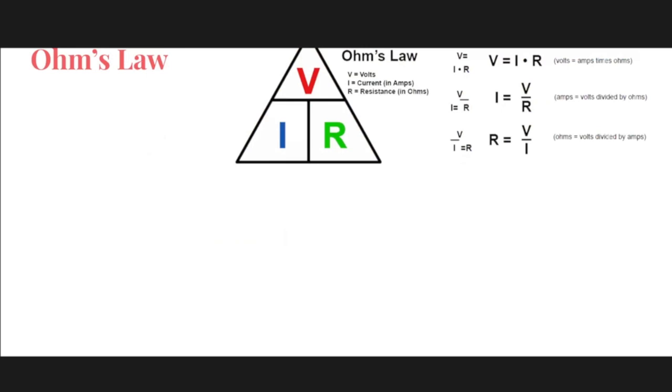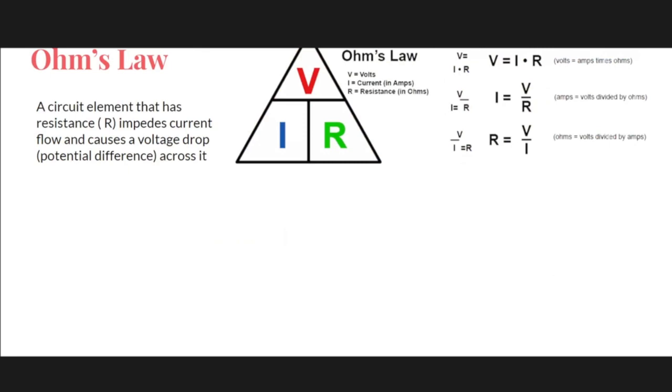Okay, so Ohm's law is an important concept to get our heads around, and it's the best way to calculate voltage, current, and resistance in relation to each other. Obviously, you can rearrange the equations to calculate any of these in a circuit. A circuit element that has any resistance will impede the current flow and cause a voltage drop across it. And voltage is synonymous with potential difference, so I'll be using those synonymously just to confuse you even more.